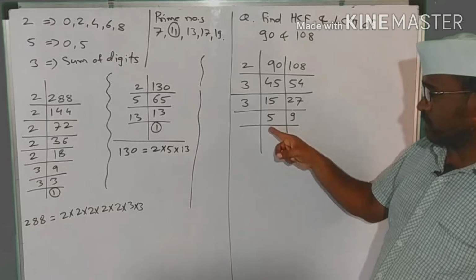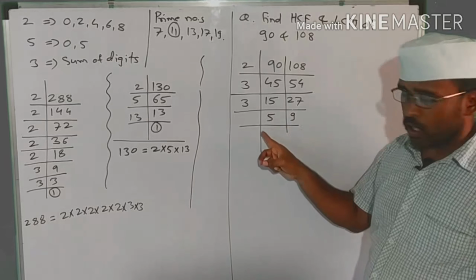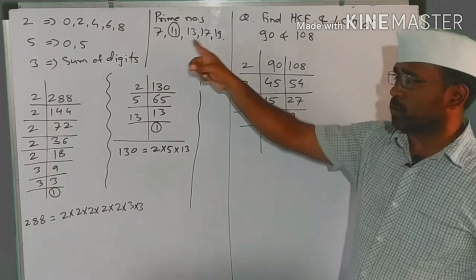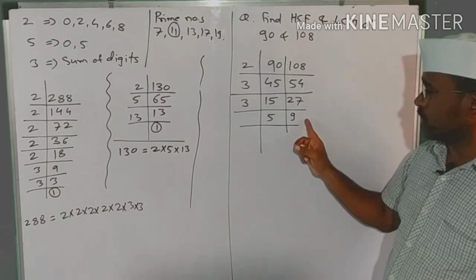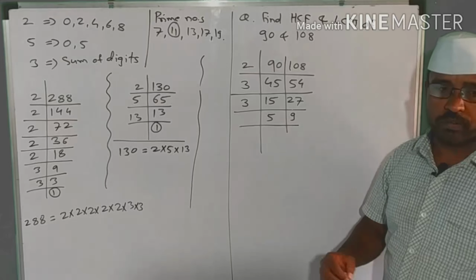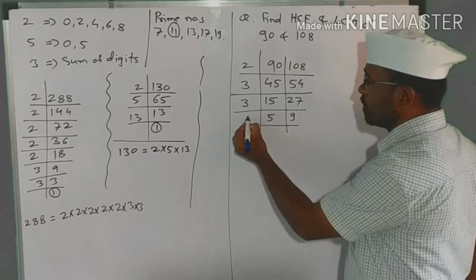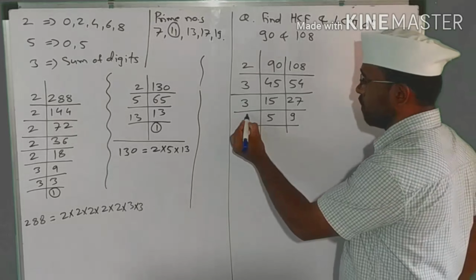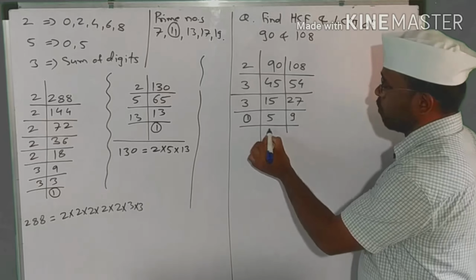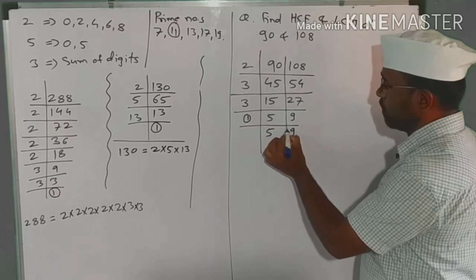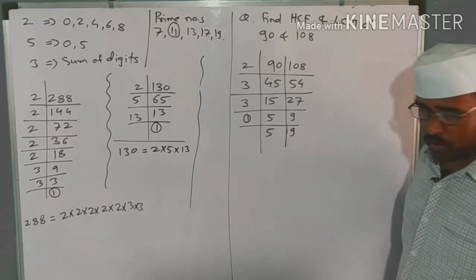Then 7. By 7, 5 is less than 7. So applying divisibility of this prime number is useless. Means these two numbers are not divisible by any other number. They are co-prime numbers. They are only divisible by 1. If we divide them by 1, the answer will be 1 5 is 5 and 1 9 is 9. Whenever such a situation occurs, we have to stop here.